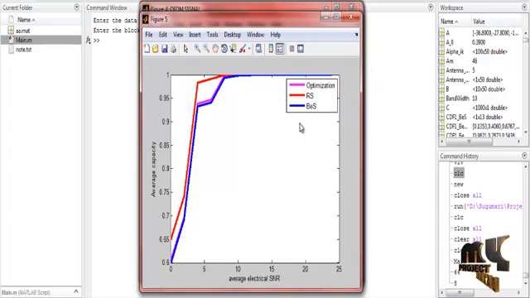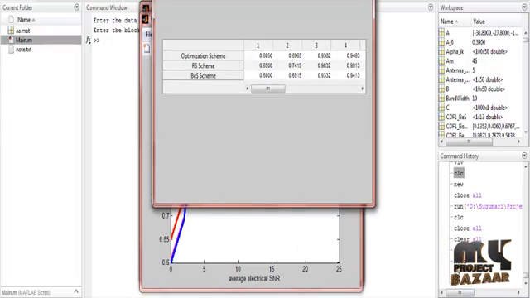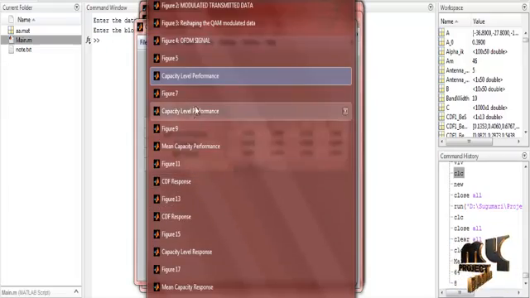In the average electrical SNR, we calculate the optimization, RS and BES schemes. So we calculate the SNR, that is the signal to noise ratio, while calculating the average capacity of the process. So this figure is represented like that, and then the capacity level performance. All the values displayed are the optimization scheme, RS scheme and BES scheme. These are the different types of values which should be calculated.